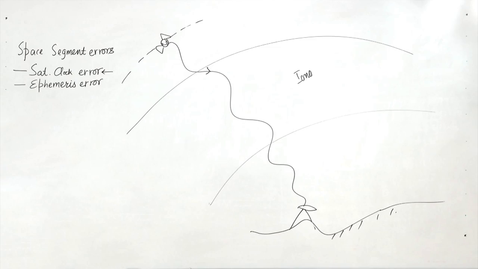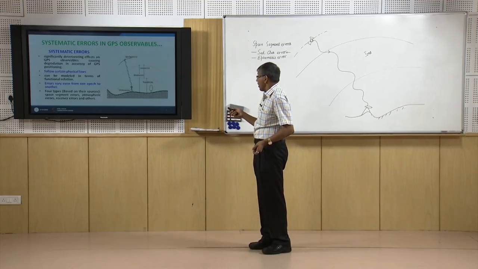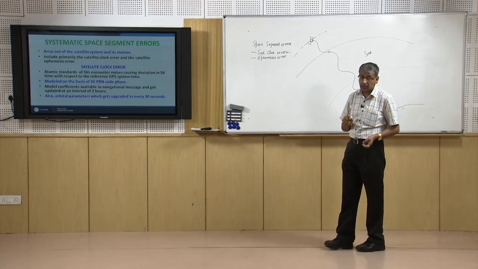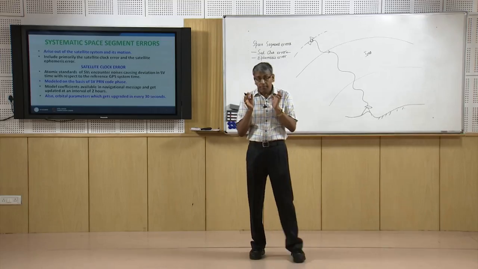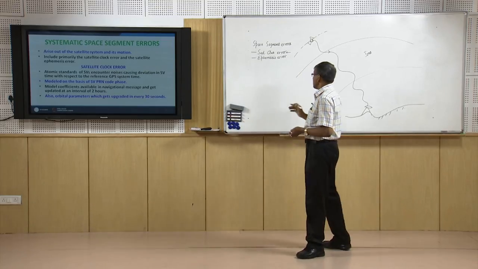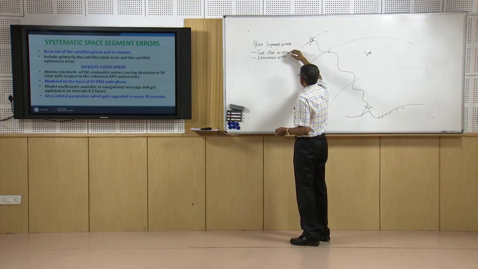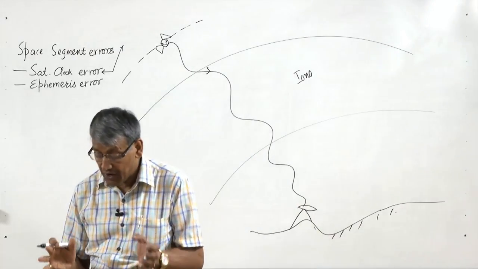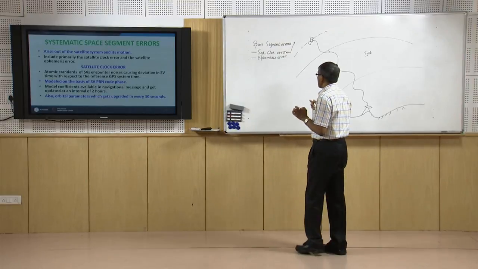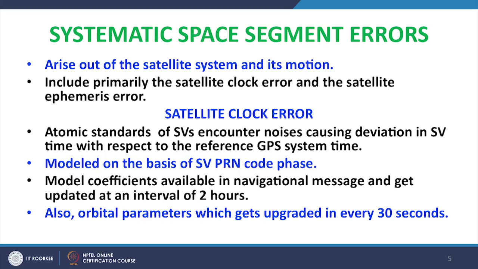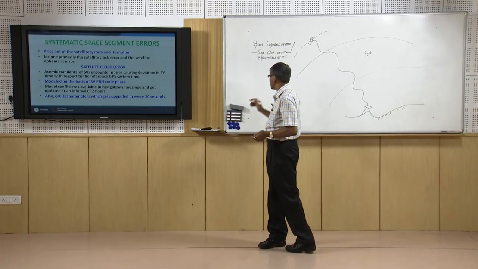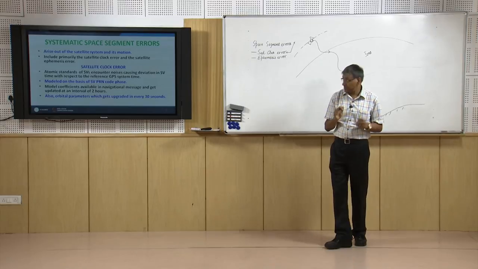And this error may be removed or reduced by making use of some parameters which are available in the navigational message. As it is a systematic error, there is a standard model of its behavior, and that model is based on some orbital parameters as well as some model parameters, and the values of those parameters are available in the navigational message.